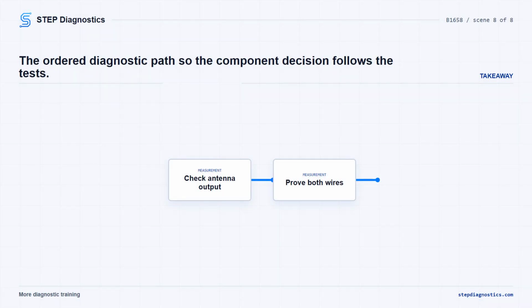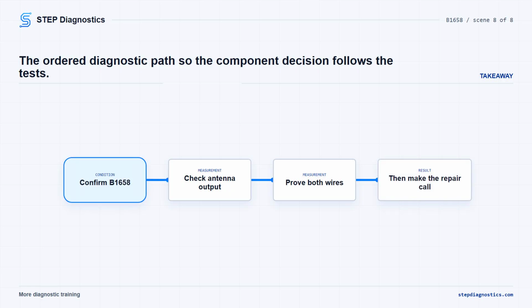The clean way through B1658 is to prove the fault in order. Confirm the code, check for control unit output at the rear bumper antenna connector, then prove the two antenna wires before condemning a component. Do not jump past the circuit checks.